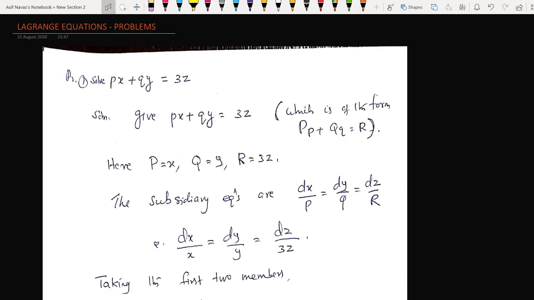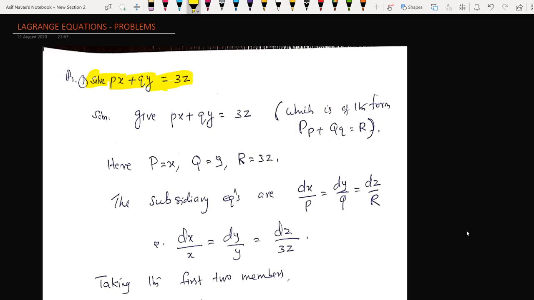Next, Lagrange equation problems. We will solve two types of problems here. One is by method of grouping and the other one is by method of Lagrange multipliers. And we can use both in one problem also. Okay. So the first problem is: solve px plus qy equal to 3z.